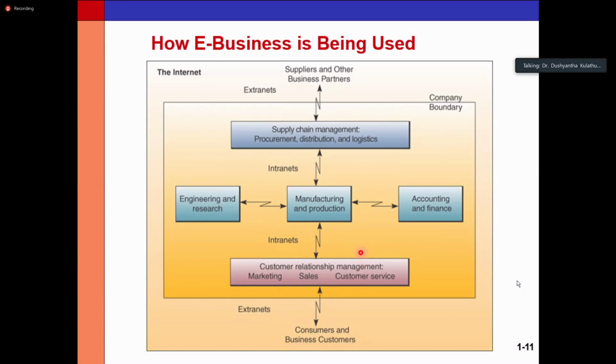So that is what is elaborated in this particular figure, where different processes in an organization are connected through the intranet within the organization, and the extranet is used to connect an organization's internal systems or internal networks with external parties.